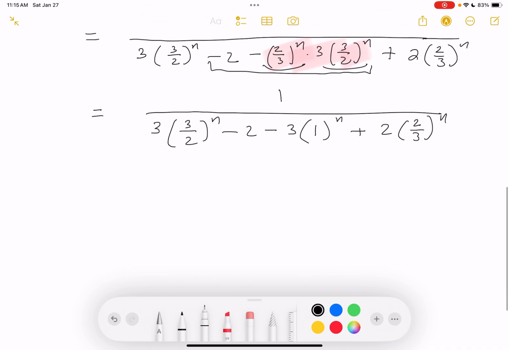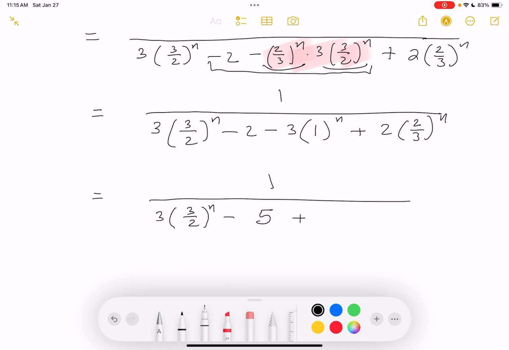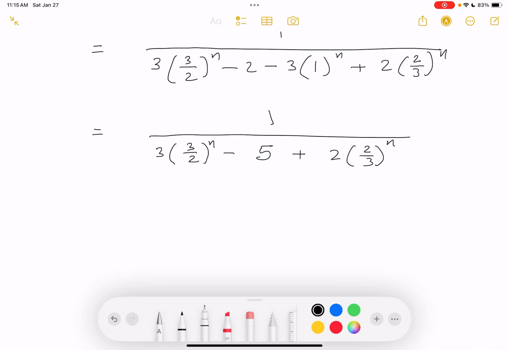Let me keep moving. I'm seeing 1. And then what do you see now? Let's take a look at this. You get 3 over 2 to the n minus, that's going to be 5 now, because 1 to the n is just simply 1 for some finite n, by the way. n's are integers, by the way. Plus 2/3 to the n.